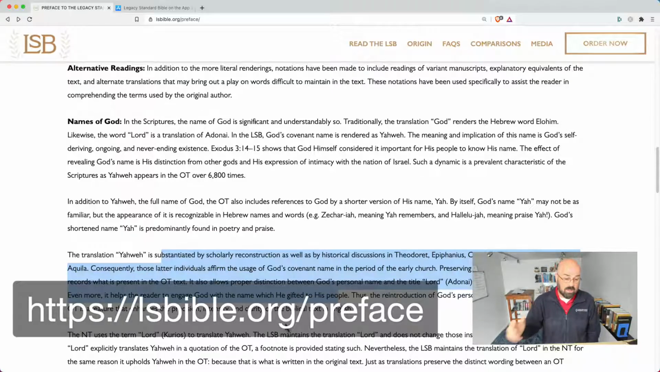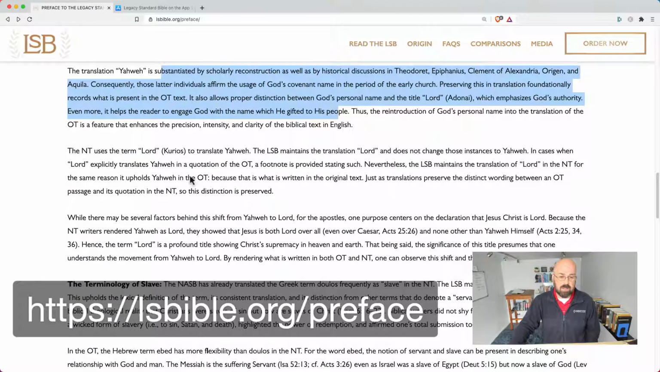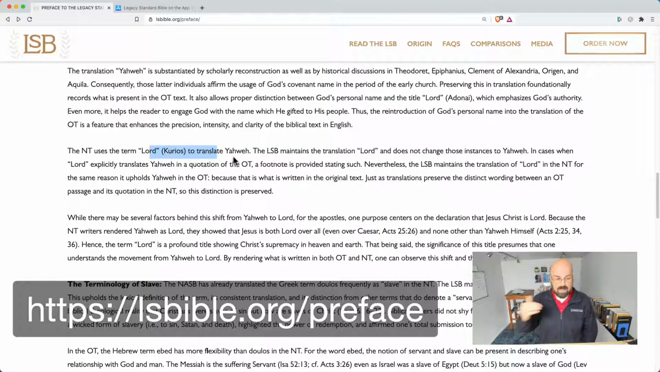This is one of the things I've tried to do though. When it comes to the New Testament, they haven't put Yahweh in replacement of Kurios. They've maintained the New Testament text. If it says Kurios in the New Testament, then they're going to maintain Lord, the Greek translation of Kurios there as well.